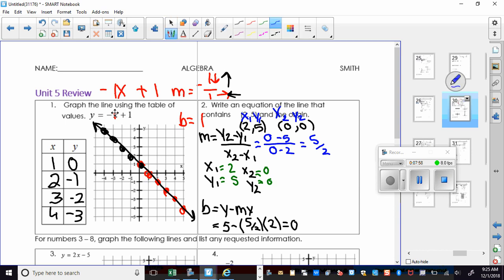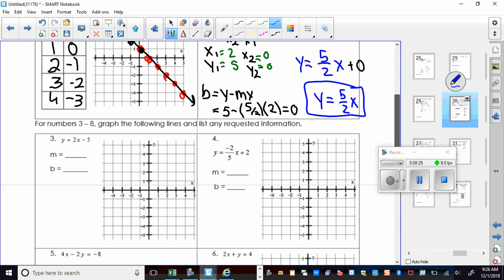My final equation, using b and the y-intercept, is y equals 5 divided by 2 times x, plus my y-intercept, 0. If I wanted to simplify that, I would just have y equals 5 divided by 2 times x, and here is the final equation. All right, moving on to number 3.